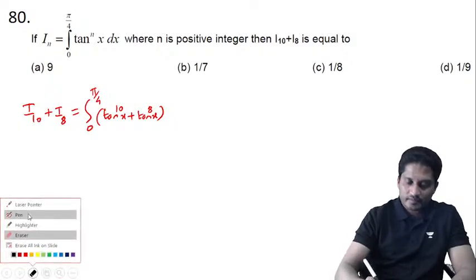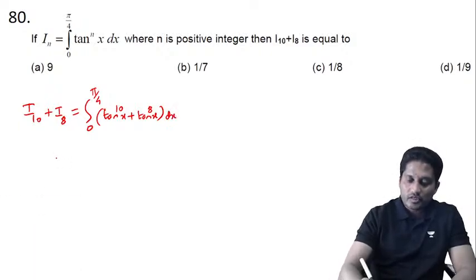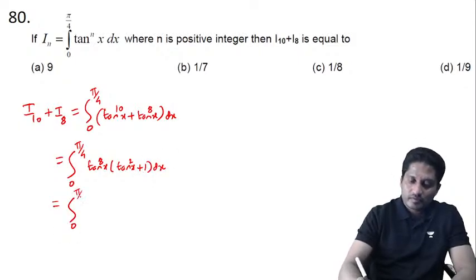This is dx. This is 0 to pi by 4. I take tan power 8 common, you get tan square plus 1. Okay, so this is 0 to pi by 4, tan to the power of 8x, tan square plus 1 will be equal to sec square.